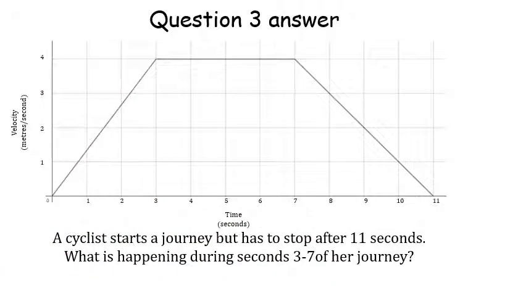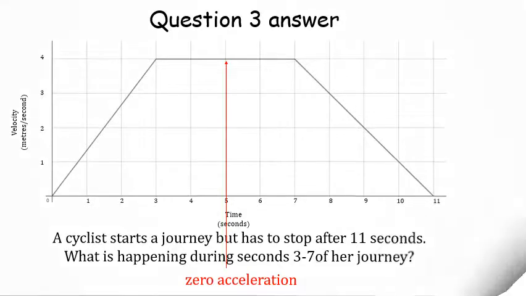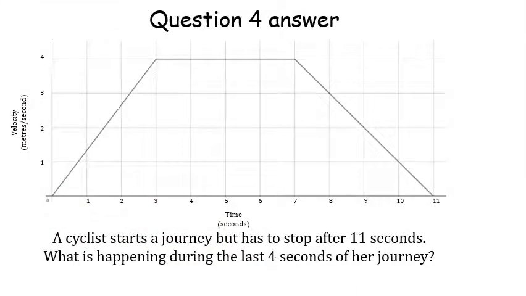Question 3. In seconds 3 to 7 of her journey, the velocity doesn't change. This is called zero acceleration. Question 4. In the last 4 seconds of the cyclist's journey, the velocity is slowing down steadily as time moves on. This is called deceleration or negative acceleration.